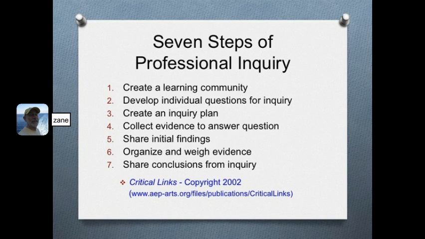As outlined in Critical Links, there are 7 steps of professional inquiry. Those steps include 1. Create a learning community. 2. Develop individual questions for that inquiry. 3. Create an inquiry plan. 4. Collect evidence to answer the inquiry question. 5. Share the initial findings. 6. Organize and weigh the evidence that was gathered. 7. Share conclusions from the inquiry.